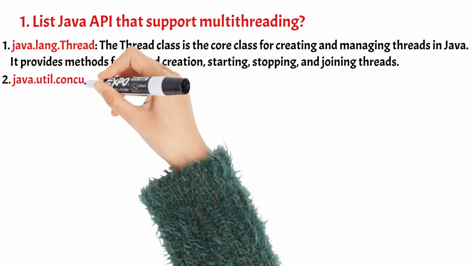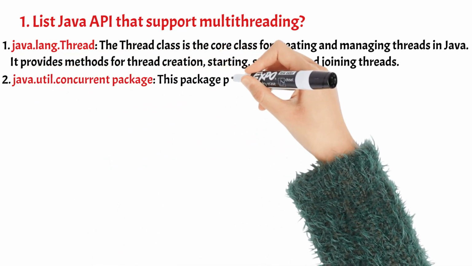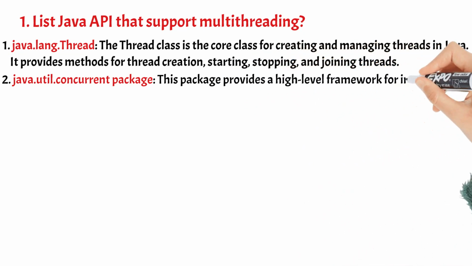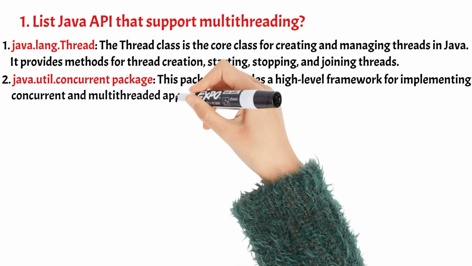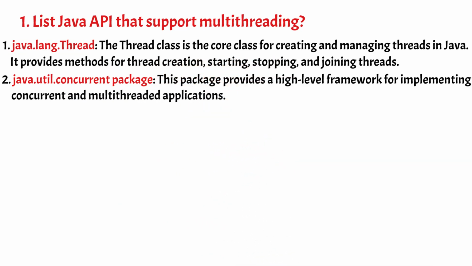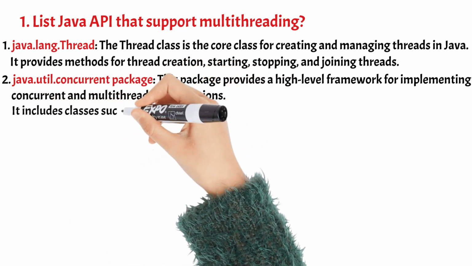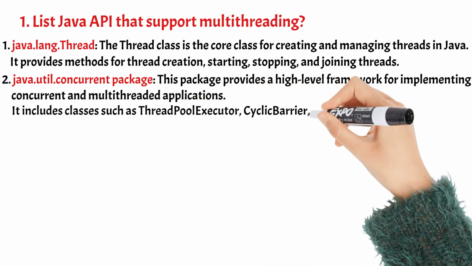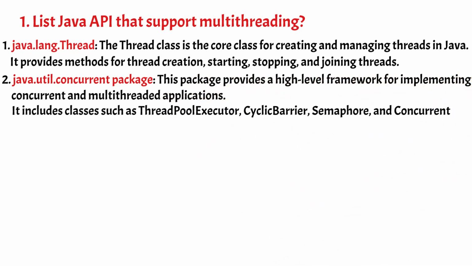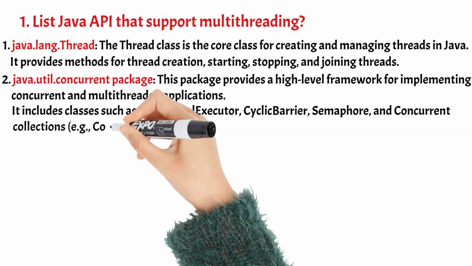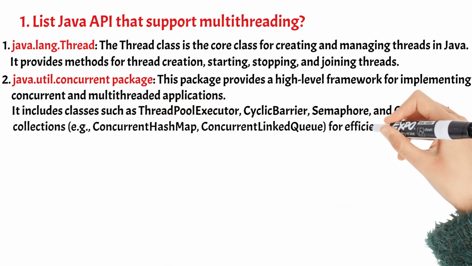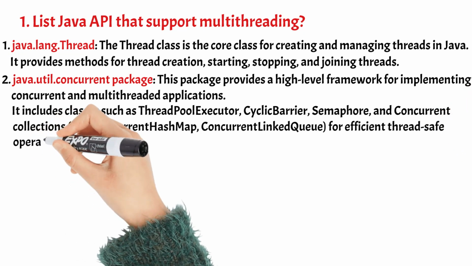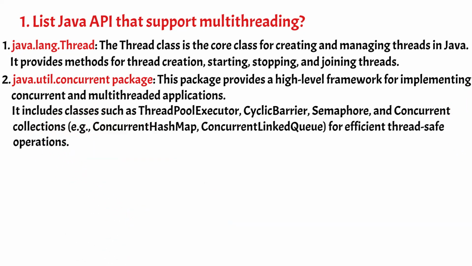2. java.util.concurrent package. This package provides a high-level framework for implementing concurrent and multi-threaded applications. It includes classes such as ThreadPoolExecutor, CyclicBarrier, Semaphore, and concurrent collections, e.g. ConcurrentHashMap, ConcurrentLinkedQueue for efficient thread-safe operations.